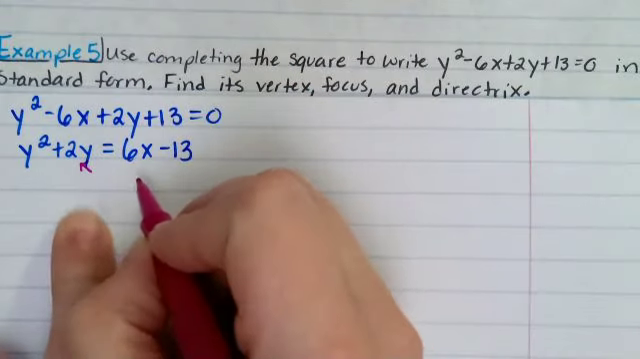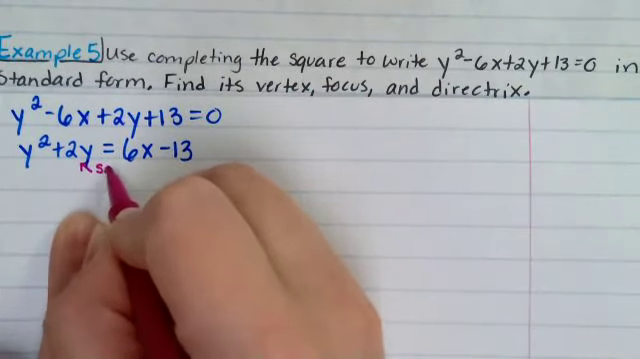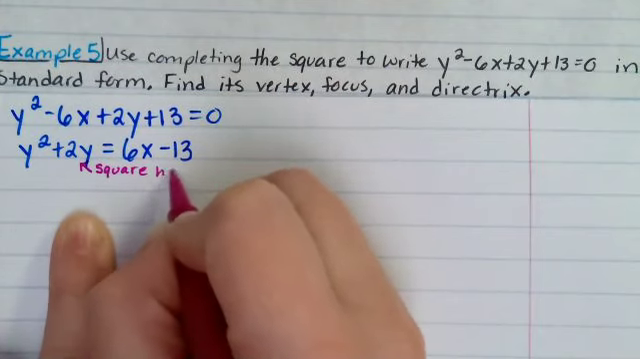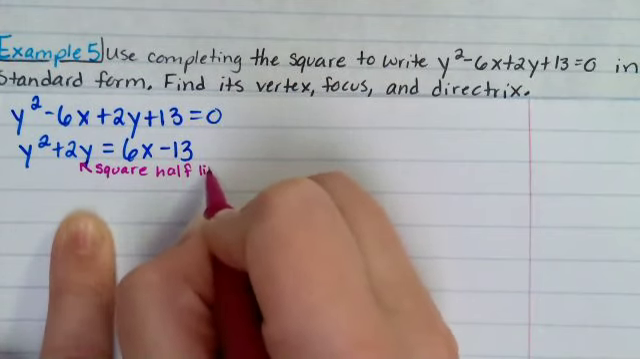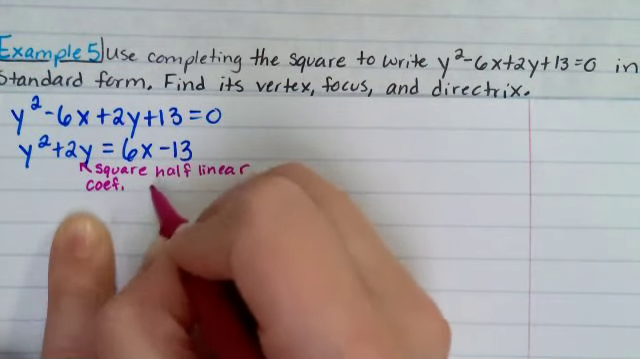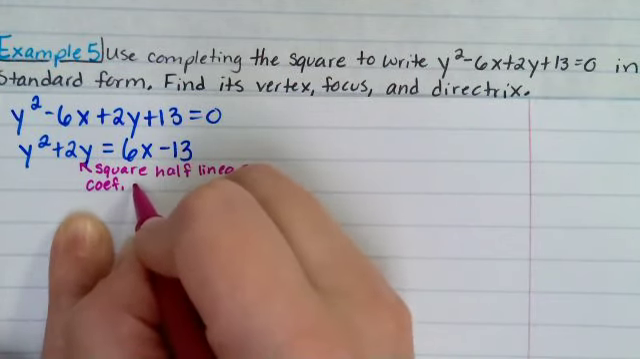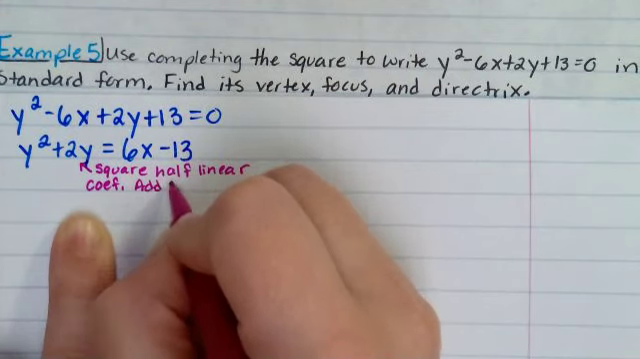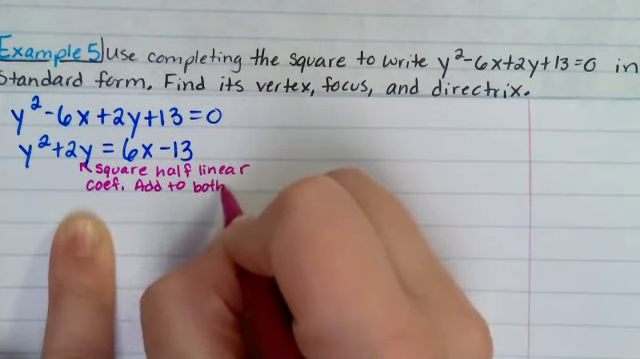So make a little note. We're going to say: square half the linear coefficient, and then add to both sides.